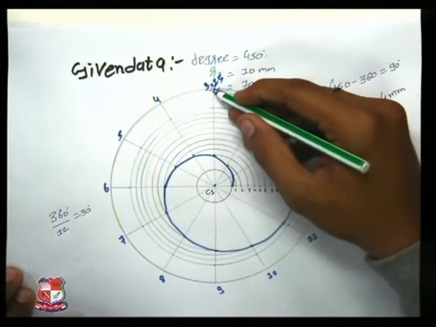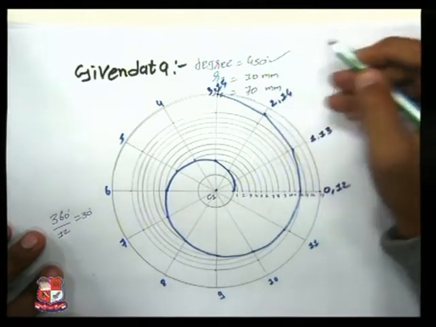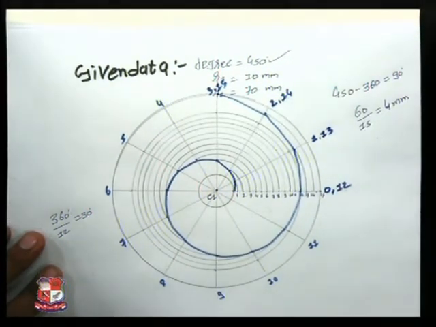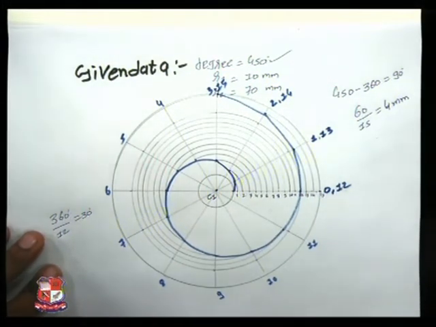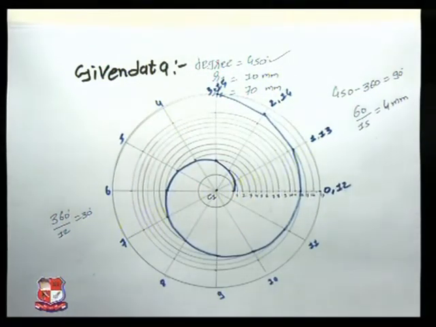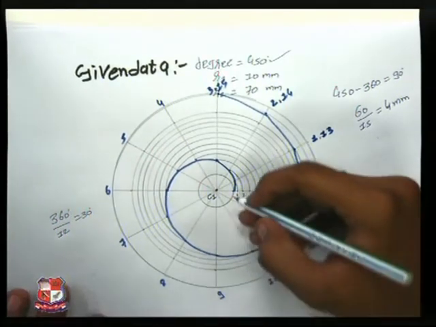And an additional 90, which means 450 degrees. It's done. Next would be radius 10. Can you say which is the radius 10? Radius 10 is here.